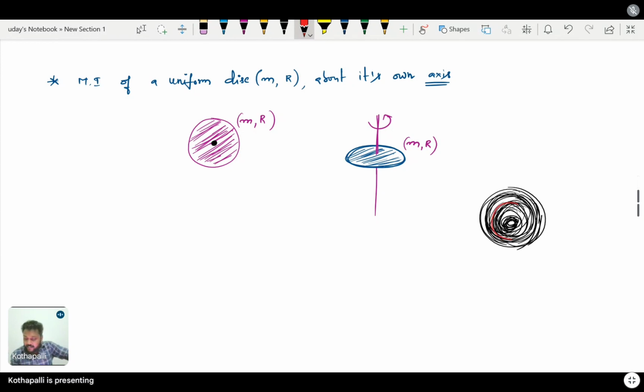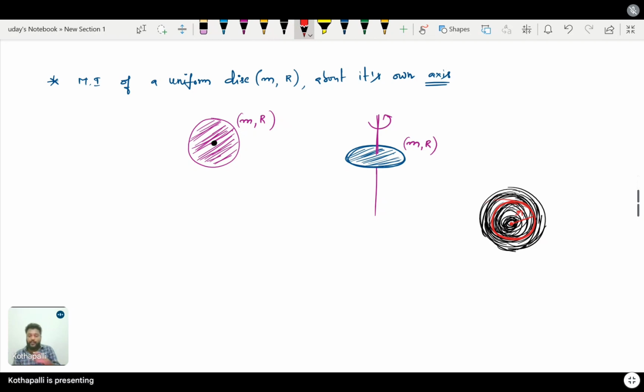I'm taking a ring part in this complete disk. I'm taking a ring part of radius small r. Okay, and the moment of inertia of this ring I can write as mass of that ring part into r square of that ring part.